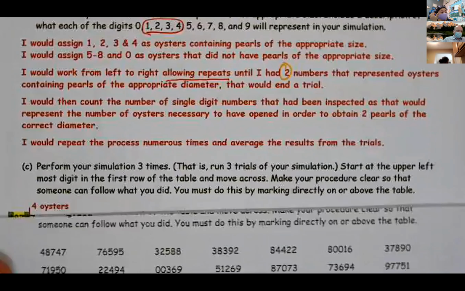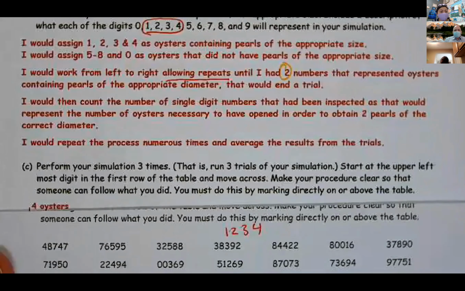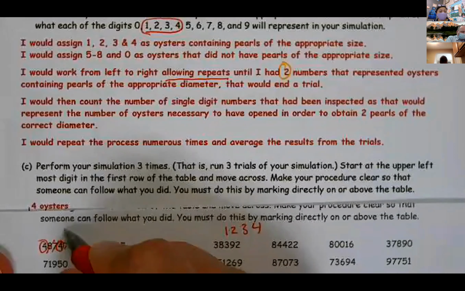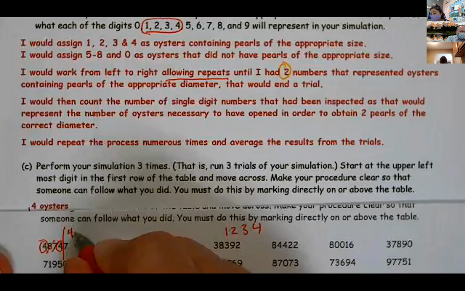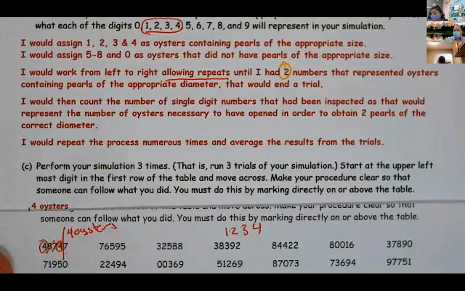So first off, I said that 1, 2, 3, and 4 represented oysters of the correct size. So if I'm looking at this, I'm going, hey, that's a good one. Even though that's a repeat, that's a good one, and there's the end of my trial. Well, this is what that third part of part B said: how many oysters did I have to open? I had to open 1, 2, 3, 4 oysters. So I opened 4 oysters in order to get the 2 that had the right size.